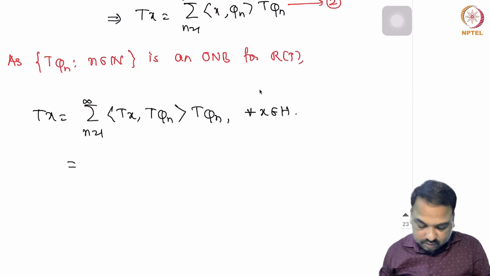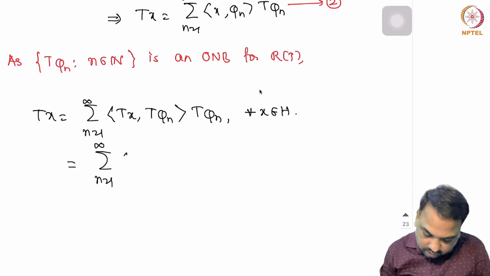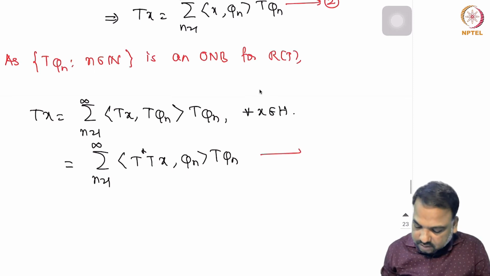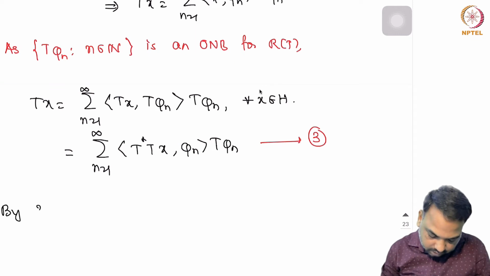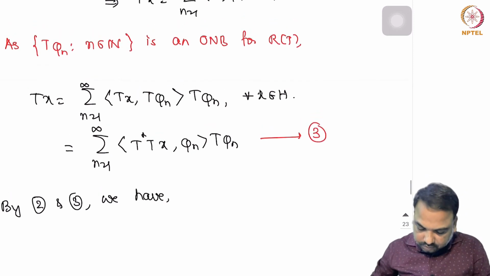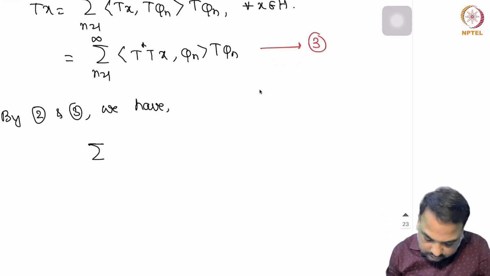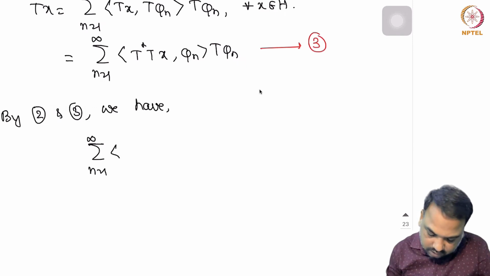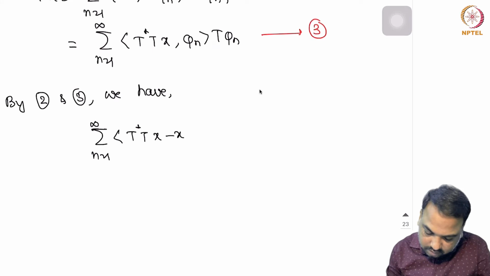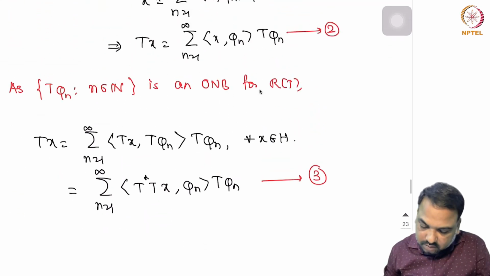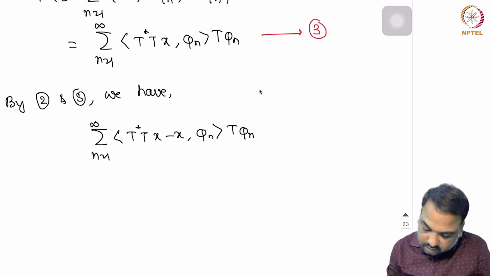This is because it is the Fourier series of Tx with respect to the orthonormal basis T phi n. So this is summation n equal to 1 to infinity inner product T star T x with phi n multiplied by T phi n, and let us call this equation 3. But if we compare 2 and 3, we can say that summation n equal to 1 to infinity inner product T star T x minus x, phi n with T phi n is 0.